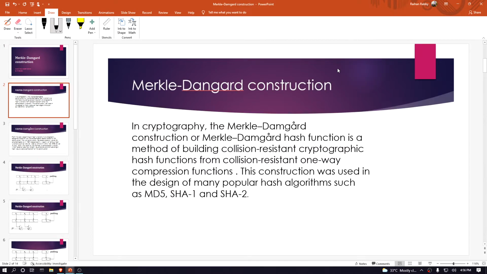So, what is Merkle-Damgård construction? In cryptography, the Merkle-Damgård construction or the Merkle-Damgård hash function is a method of building collision-resistant cryptographic hash functions from collision-resistant one-way compression functions. This construction was used in the design of many popular hash algorithms such as MD5, SHA1, and SHA2.